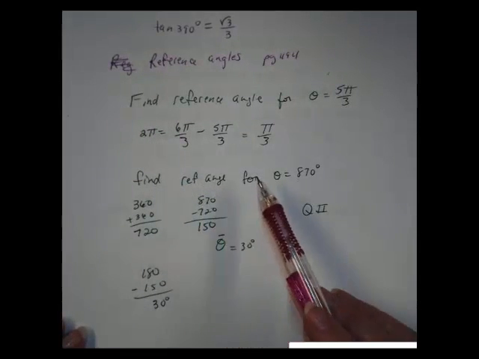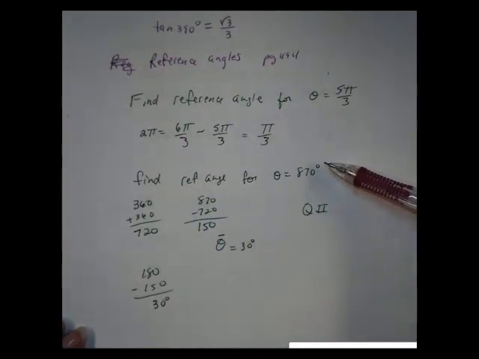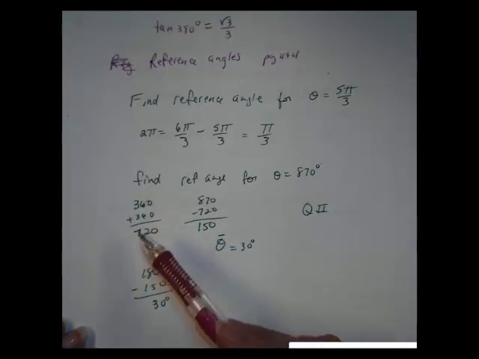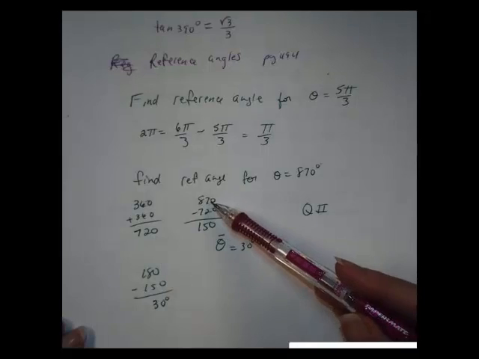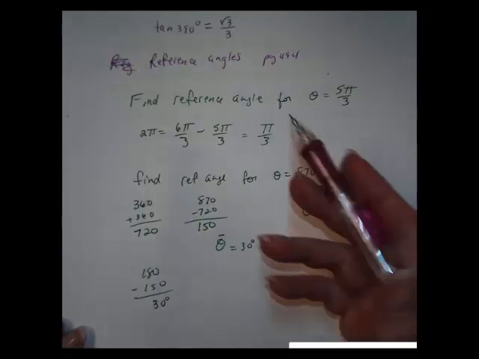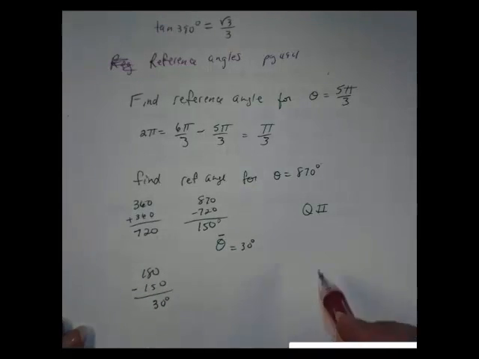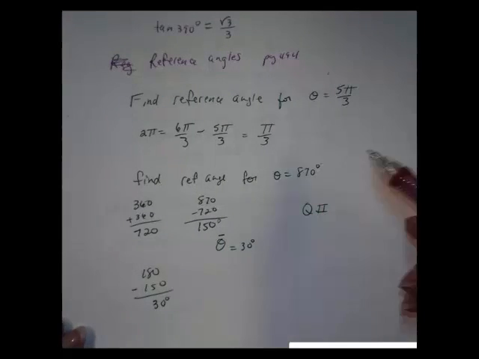If we wanted to find the reference angle for theta equal to 870 degrees, we went ahead and added 360 plus 360, which got us 720. Took that away from 870 and got 150 degrees. And then if we took that away from 180, we got theta bar. Remember, we had bars for the reference angles. Theta bar is equal to 30 degrees. And 150 is going to be in quadrant 2, and since it's coterminal, so would theta equal to 870 degrees.